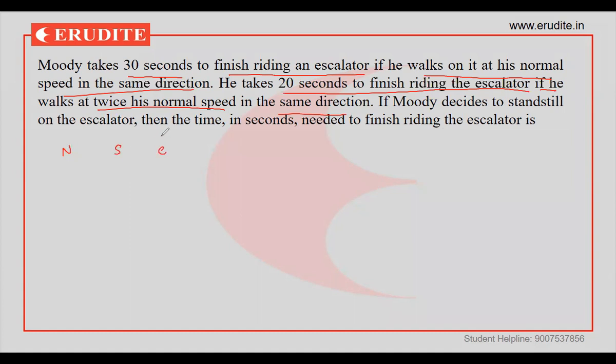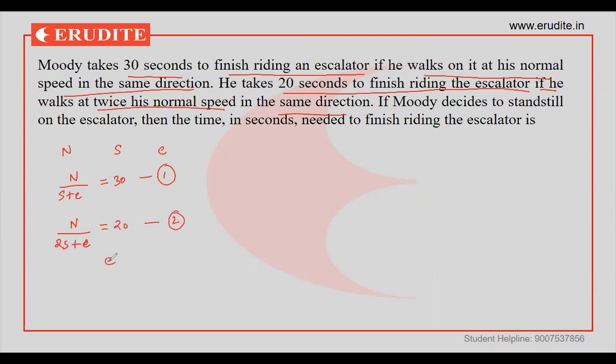Now they are saying that Moody takes 30 seconds if he is moving with his normal speed in the same direction as the escalator. Then the distance covered is n, and the speed will be what, guys? As he is moving in the same direction as the escalator, the speed of the escalator is going to be added. So n upon s plus e is equal to 30. This is the first equation I am getting. Second, the time is 20. When he is moving with twice his speed in the same direction, again the escalator speed is added to twice his normal speed. The time taken is 20 now.